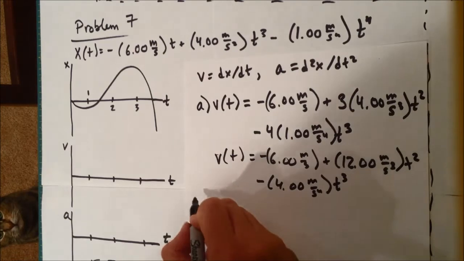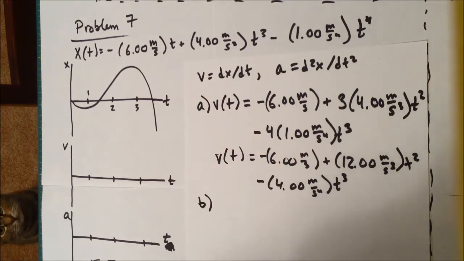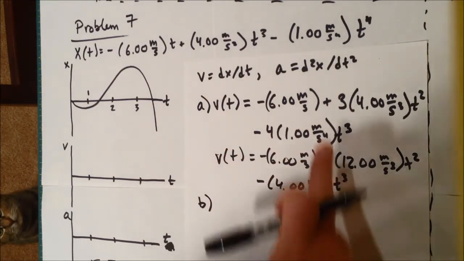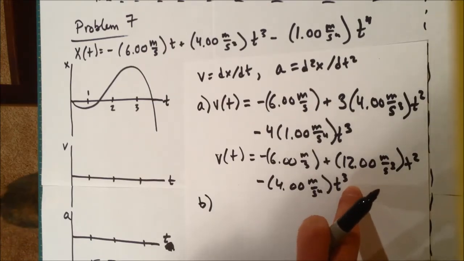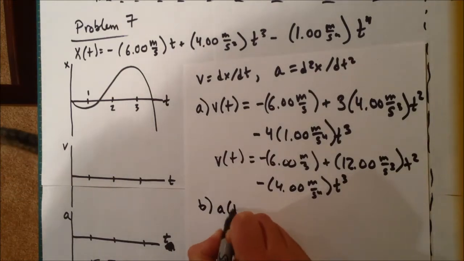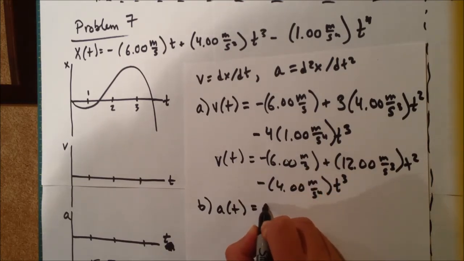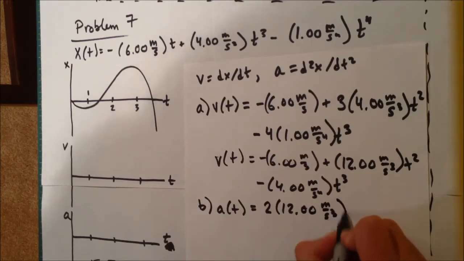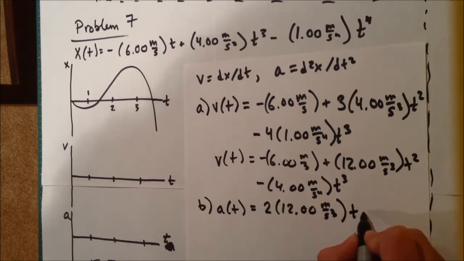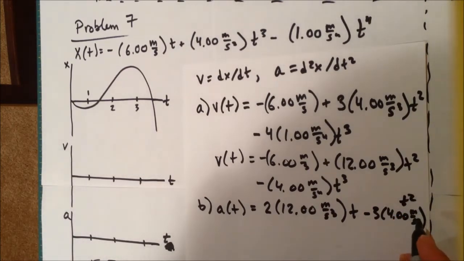Okay, part B asks for the acceleration as a function of time. Now we know the acceleration is just dv/dt, or the second derivative of x with respect to t. So now we just take the derivative one more time, and we get, well, this term goes away because it's a constant. We get 2 times 12 meters per second cubed times t minus 3 times 4 meters per second to the fourth, and this has a t squared next to it.